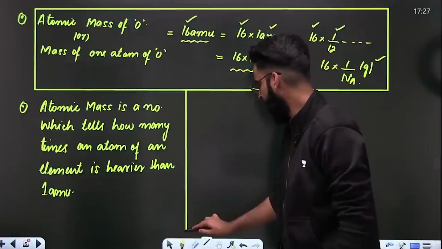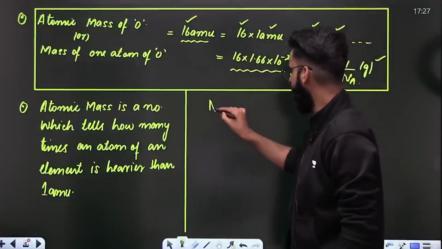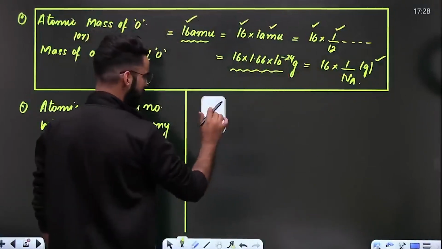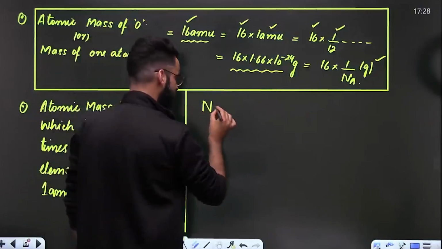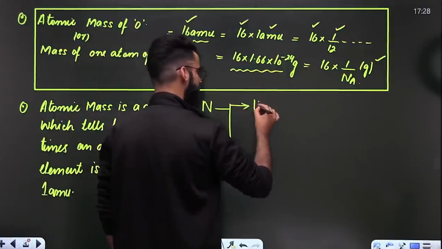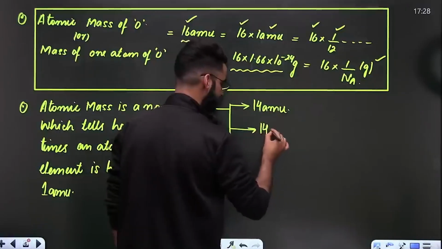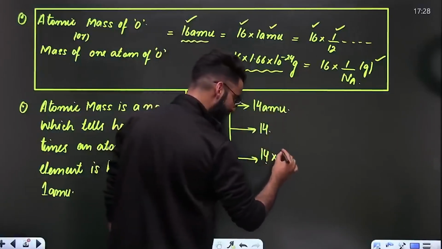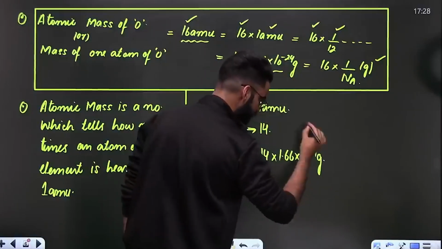If the term atomic mass is clear to you, let's have a look at one more thing. My dear students, I took nitrogen in the beginning. Now, related to nitrogen, I'm going to write a few terminologies. First, I'm writing 14 AMU. Second, I'm only writing 14. And third, I'm writing 14 multiplied by 1 AMU, and instead of 1 AMU, I'm writing 1.66 into 10 raised power minus 24 grams.